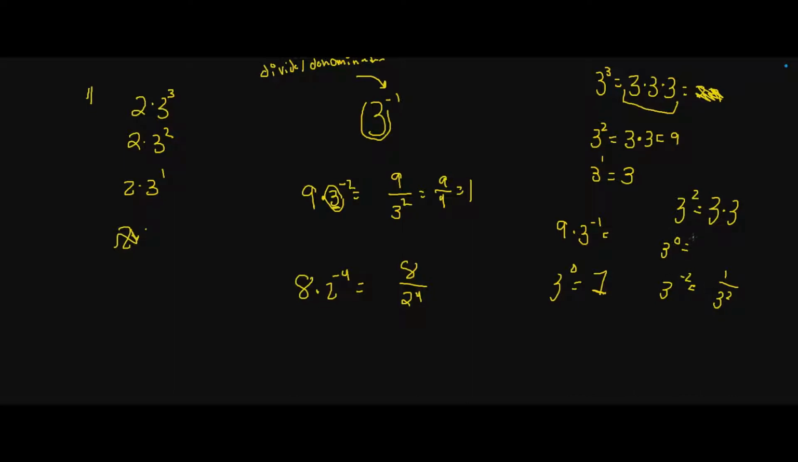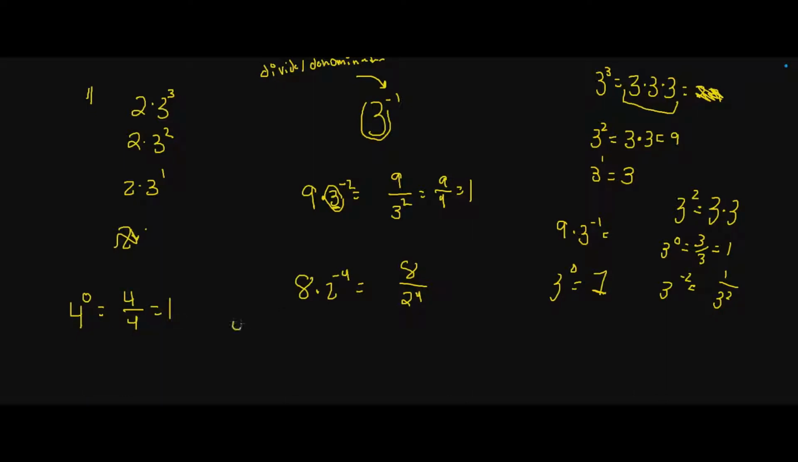3 to the 0 is basically saying that you're going to have a 3 on the numerator and a 3 on the denominator, and that's why you get 1. So what's 4 to the 0? Well, that's going to tell you you have 4 over 4. You have 1 on the top, 1 on the bottom, which is 1.